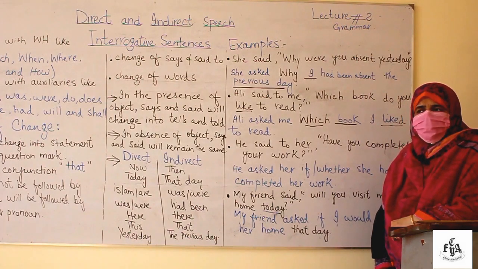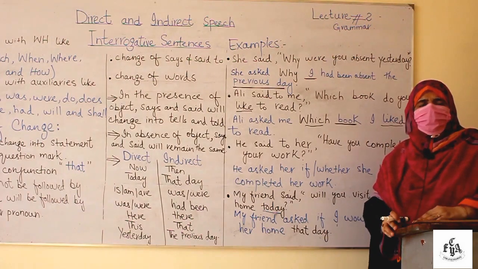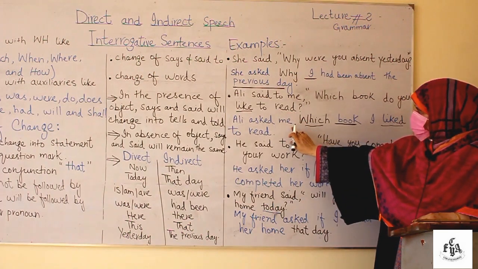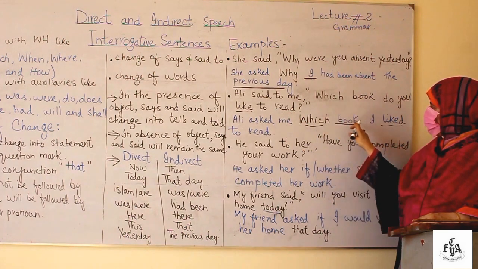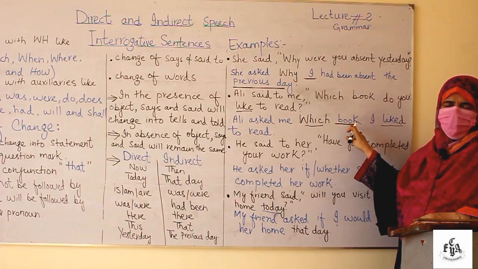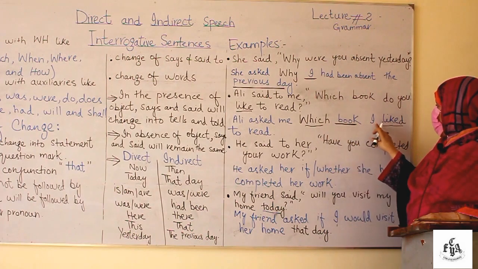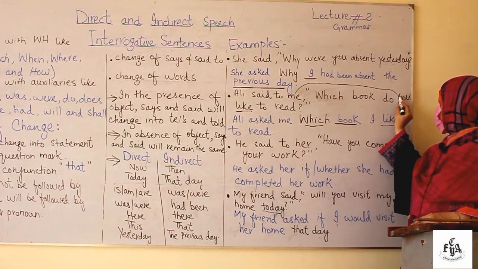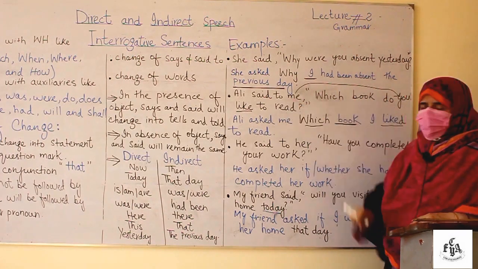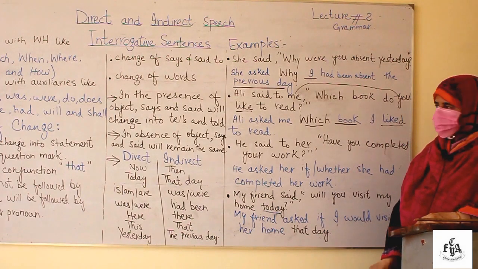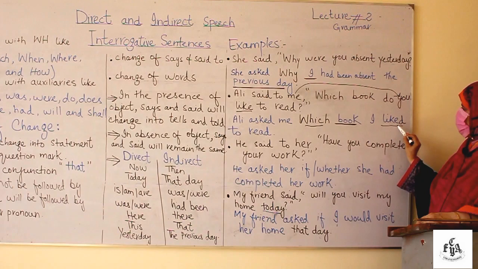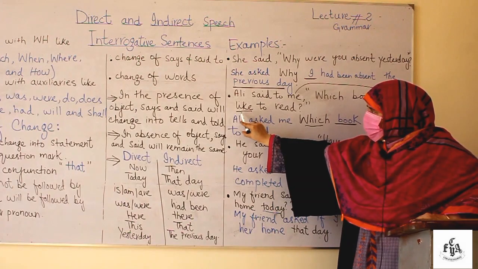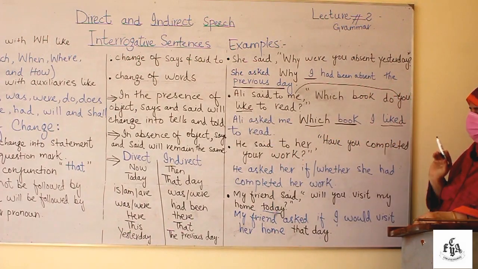Now, as you know, when the present indefinite tense is given, it will change into the past indefinite tense. Now, Ali said to me becomes Ali asked me. WH is given, and it will be followed by either a subject, noun or pronoun. So it is followed by a pronoun here. I, because you is given here, a second person pronoun, and it will change according to the object of the reporting speech. Which book I liked to read? I liked to read, because like was the main verb here, so it will change into liked.